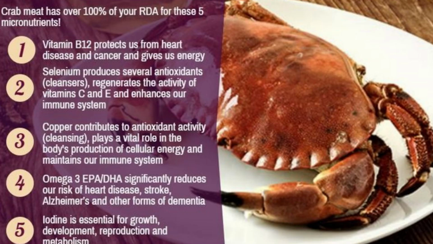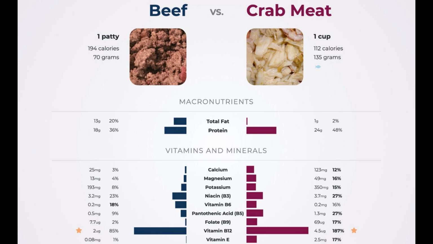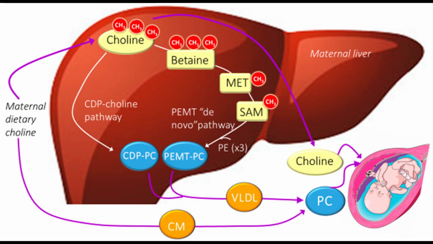Crabmeat is a rich source of high-quality protein. Crabmeat contains various vitamins and minerals. Crab contains omega-3 fatty acids, and is low in calories and fat. Crabmeat is a good source of fiber. Crabmeat contains choline, a nutrient important for brain health, liver function, and the development of cell membranes.